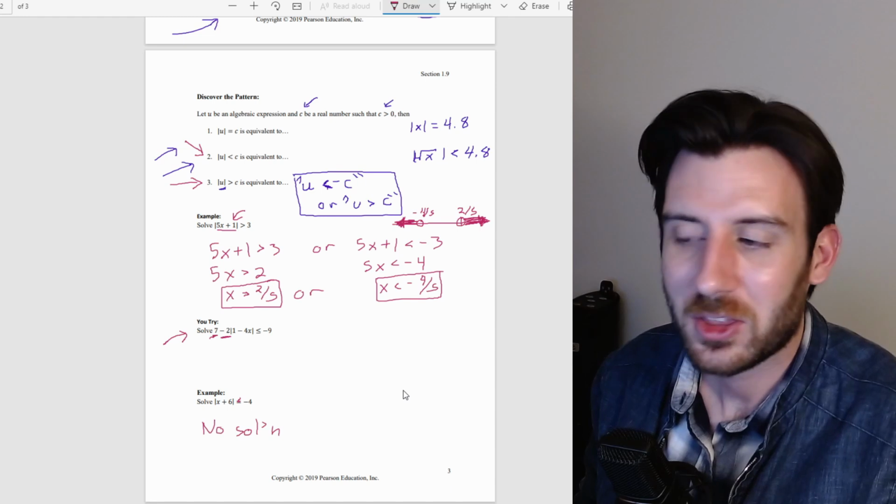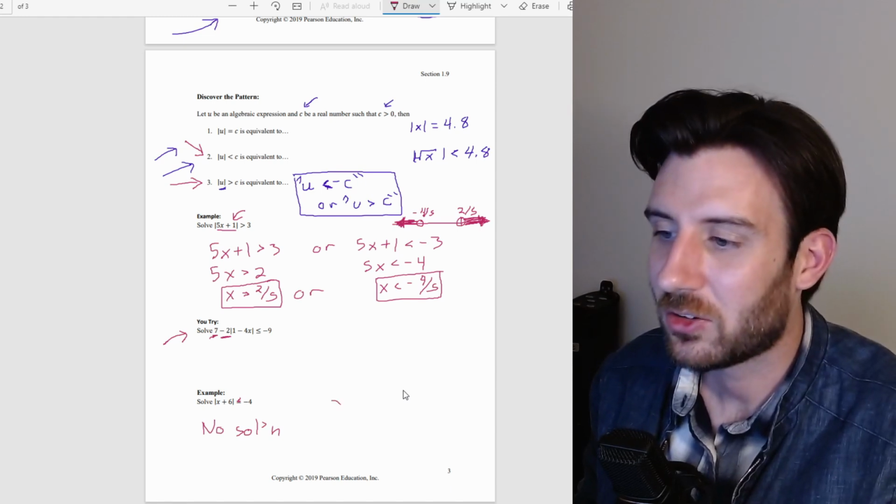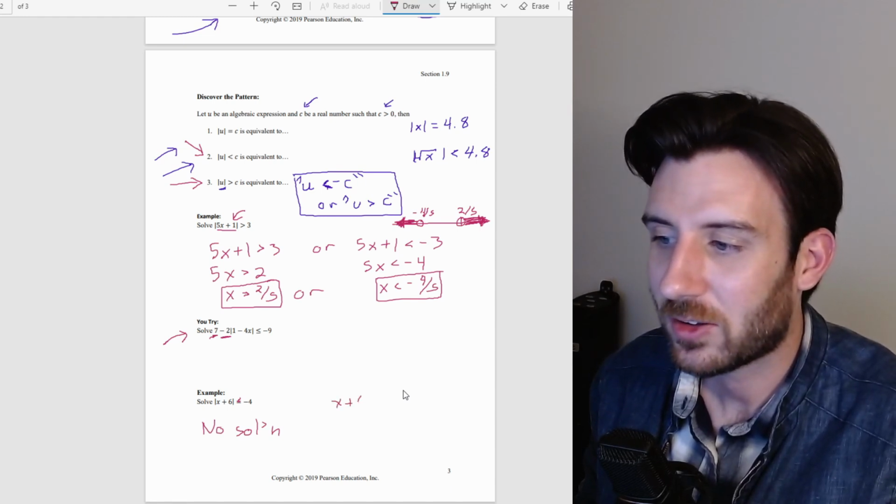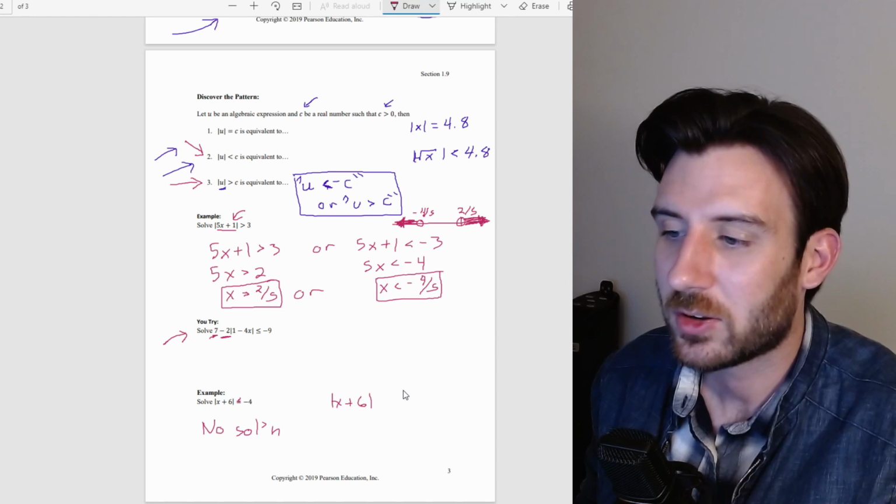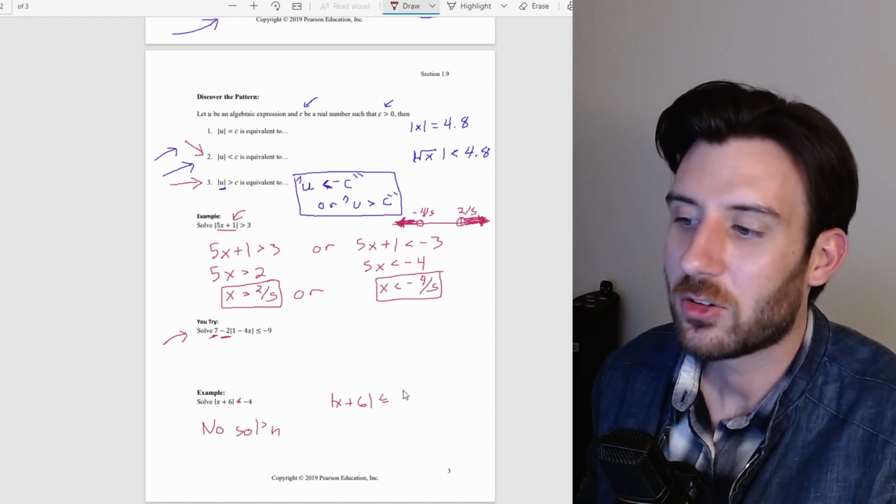But maybe that was, let's play. We're here playing. So let's imagine what would have happened if that wasn't the case. So let's have |x + 6|, and let's set up a new problem for ourselves. Let's say it's less than or equal to 4.